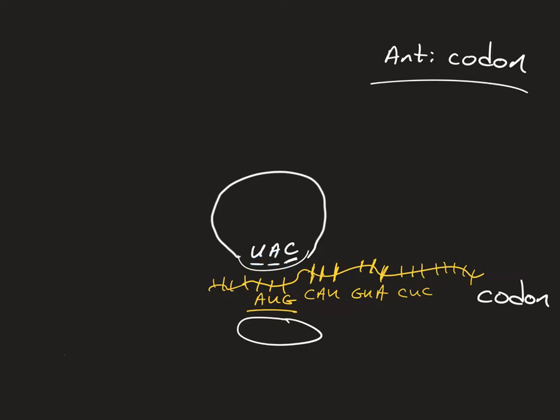But so far, all we're talking about are nucleotides. Where does the amino acid come in? I'm going to show you. There's a bunch of these in the cytoplasm. We call them tRNAs. They're another type of RNA.